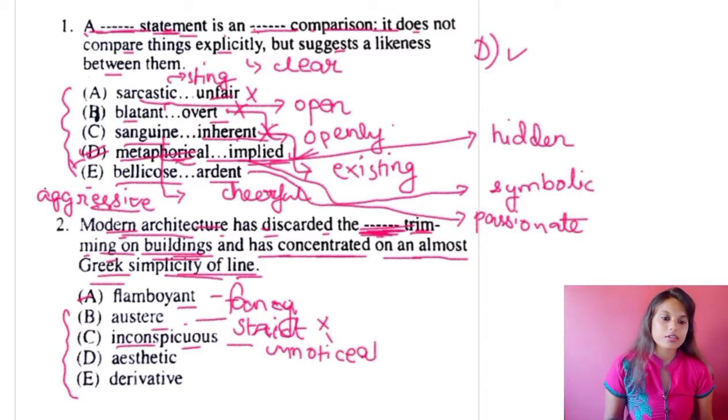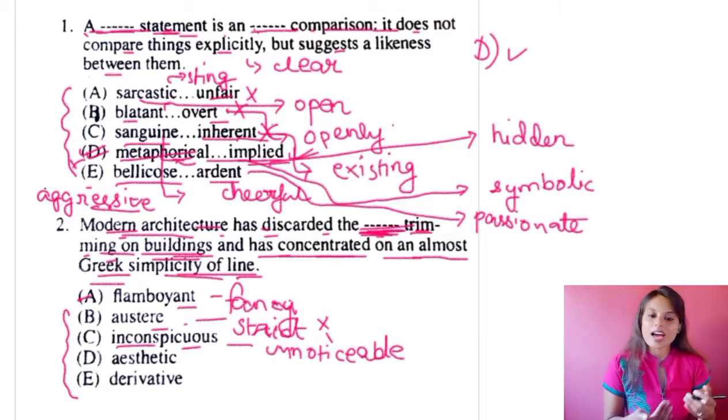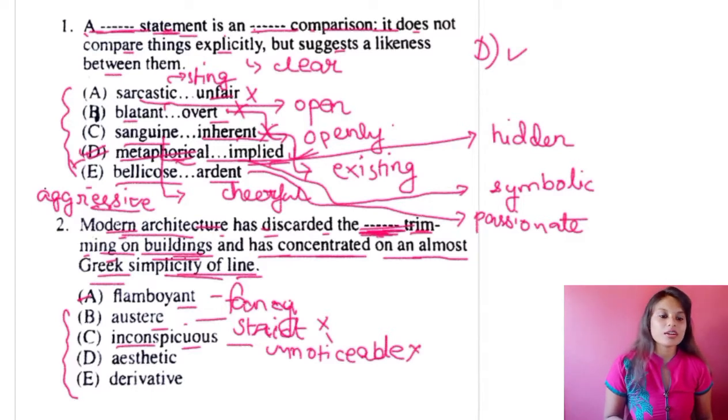So they are talking about unnoticeable trimmings. So if trimmings are done, obviously it is done to make the buildings look much more appropriate. So if those are unnoticeable, those are inconspicuous, then how are those done? Why are those done? So we cannot take this option to be correct.